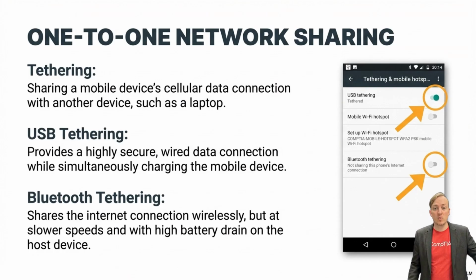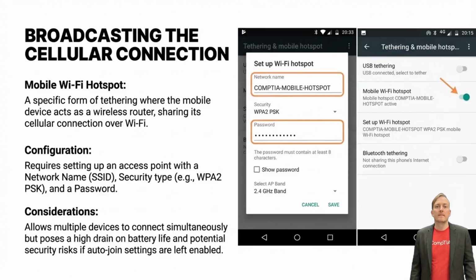Now, what if you need internet access on the go for your laptop? Let's look at one-to-one network sharing, commonly known as tethering. Tethering is sharing a mobile device's cellular data connection with another device. You can use USB tethering, which provides a highly secure wired data connection while simultaneously charging the mobile device. Alternatively, Bluetooth tethering shares the internet connection wirelessly, but it runs at slower speeds and causes a high battery drain on the host device.